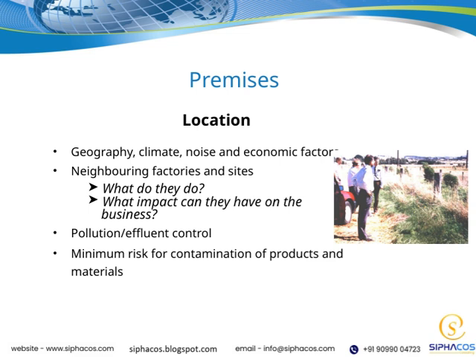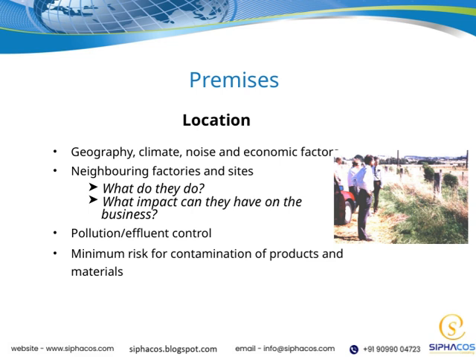We should also consider the neighboring factories and sites. Understanding what they do is crucial because their activities can impact us, whether through shared resources, potential contamination risks, or supply chain connections. It's important to evaluate how their operations might affect our business, both positively and negatively.